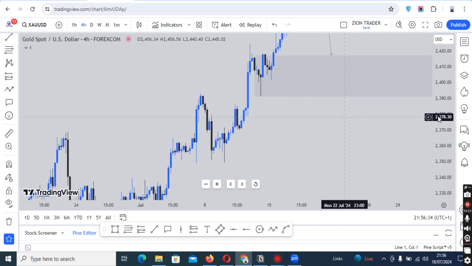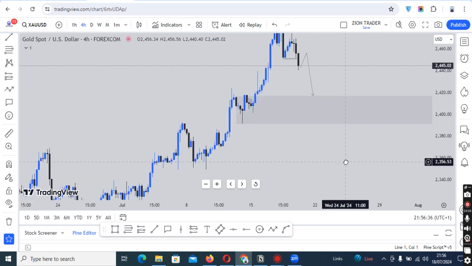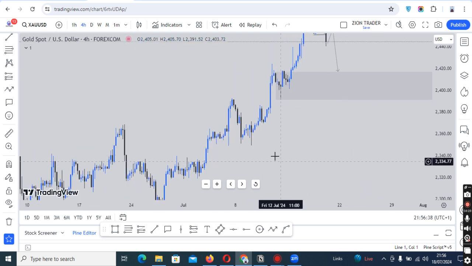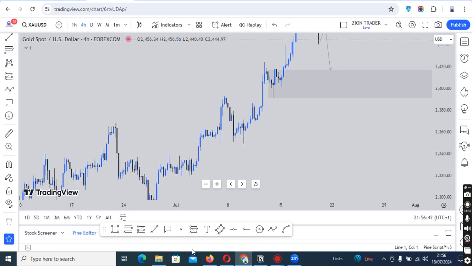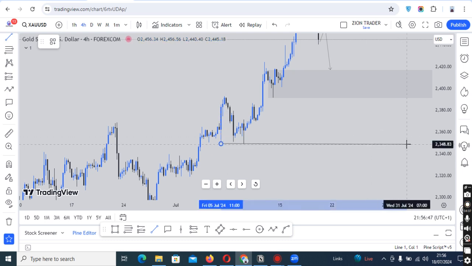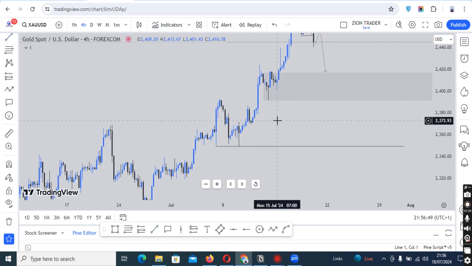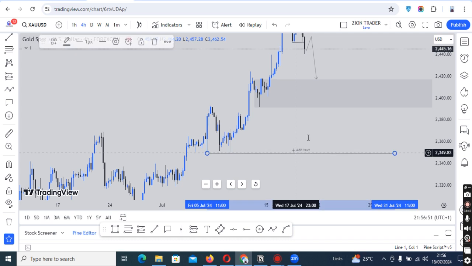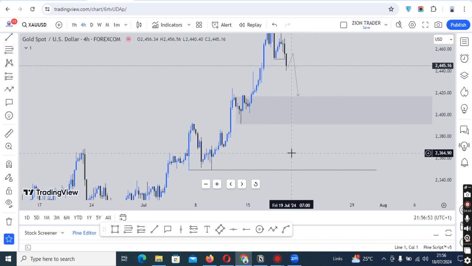But if price, and gold, really wants to sell, I would love to actually see gold fill up all of this imbalance here. It might not do that now, it might want to do that in the future, I don't know. But this relative equal lows right here is suspicious, guys. So price might want to come even down to this relative equal low right here.